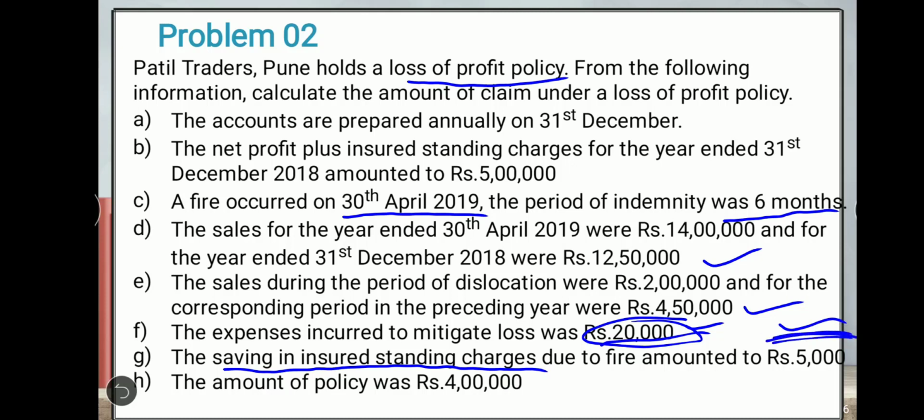Other are the same. Date of fire is given, insured standing charges are given, then sales for the last 12 months are given. So here you have to firstly step by step identify the date of fire, then identify the dislocation period, then what is the sales for the dislocation period, what is the sales for dislocation period in the previous year, then what is the insurance policy. So in this way you can analyze the problem and then you will solve the problem step by step.